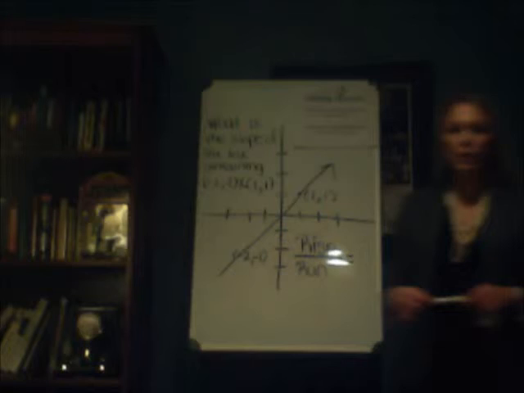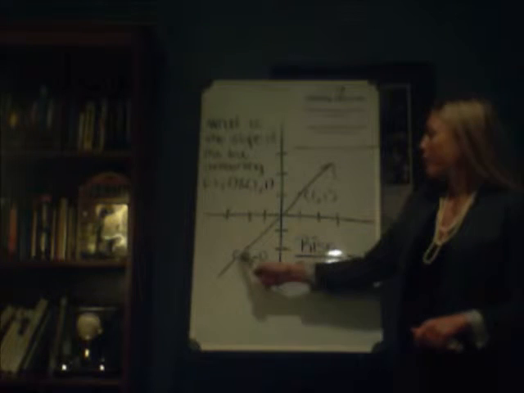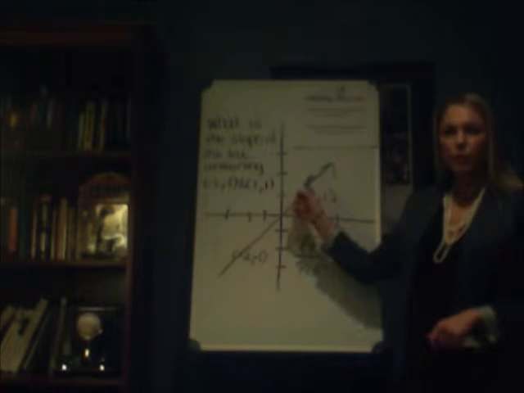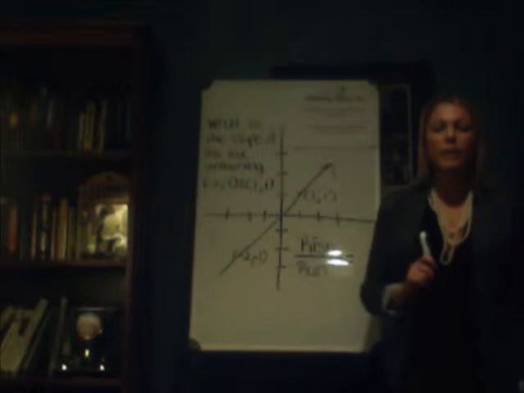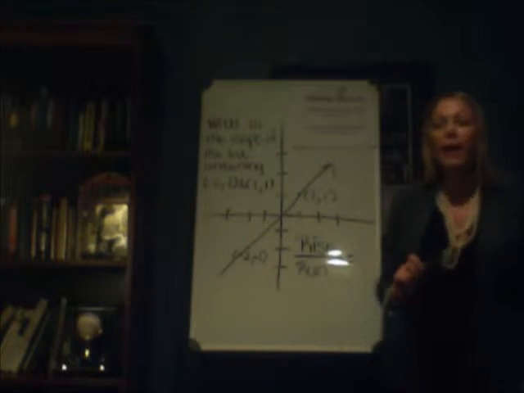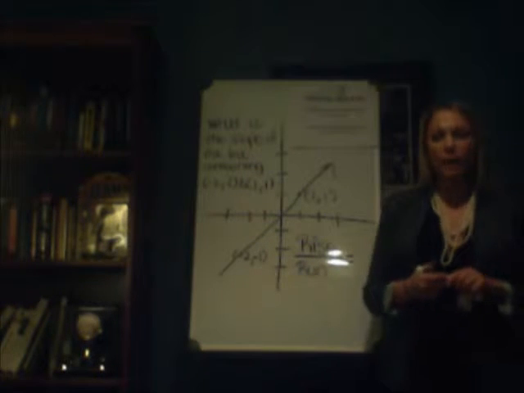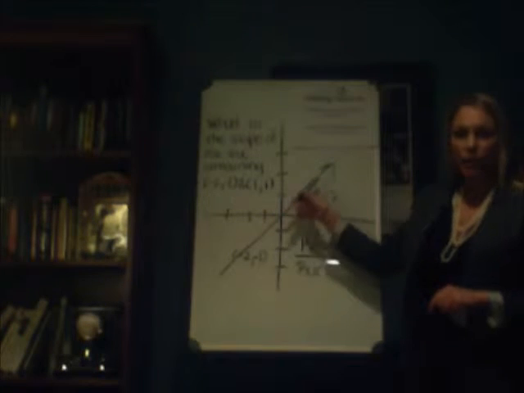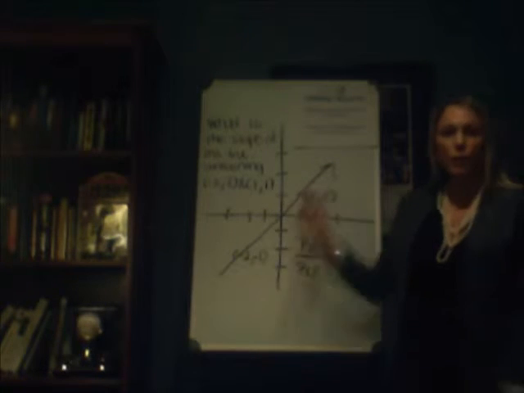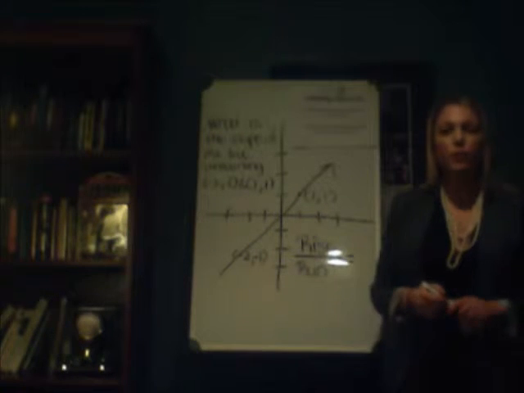Let's try an example. So our first example here involves a line that is going upwards from left to right. The question is, what is the slope of the line containing the points (-2, -1) and (1, 1)? Our job is to find the slope of this line. So we know that this line is going in a positive direction because it is increasing, so we can hypothesize that this line is going to have a positive slope.